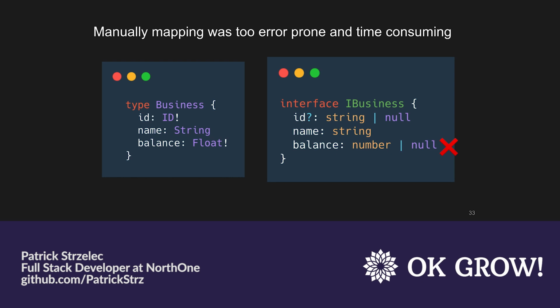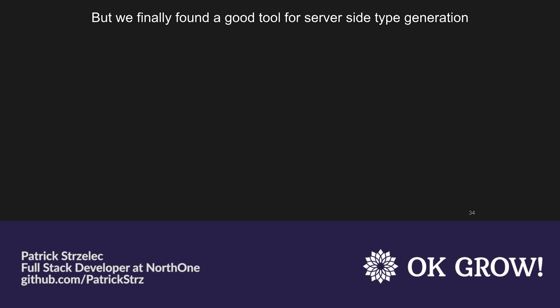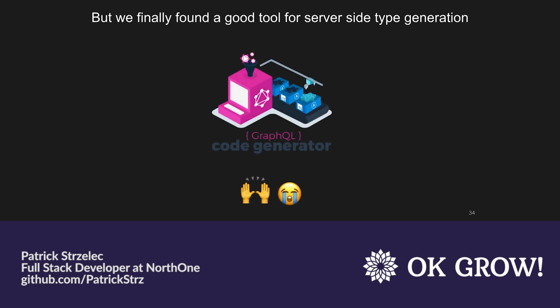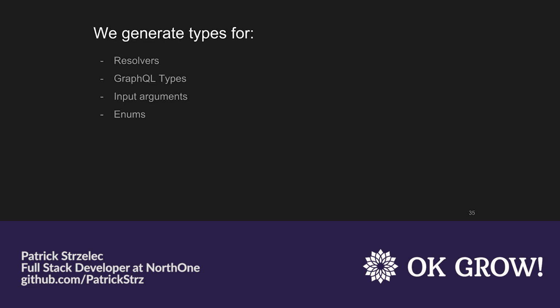So we looked for other tooling, and we finally found a good tool. And so that's me crying and being happy because we were basically doubling the code we wrote for our schema and trying to maintain this, whereas now we could generate this ourselves. And so right now we generate types for our resolvers, our GraphQL types themselves, input arguments, and enums.